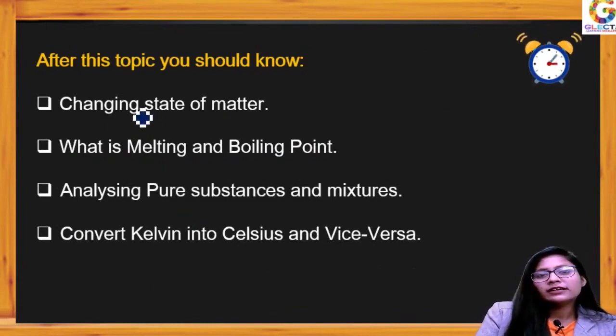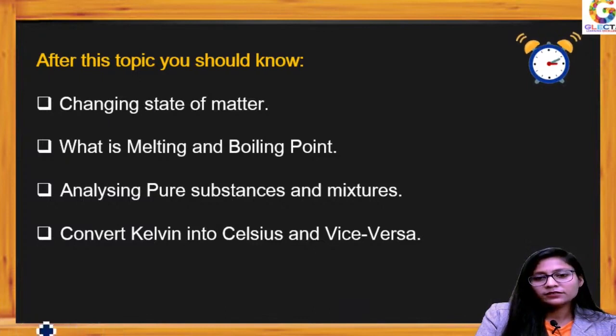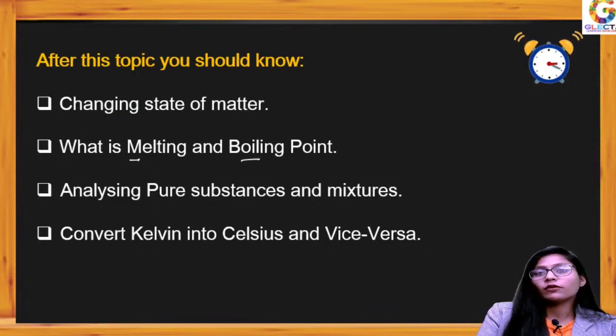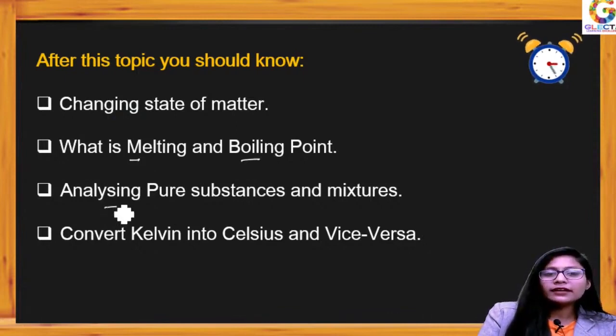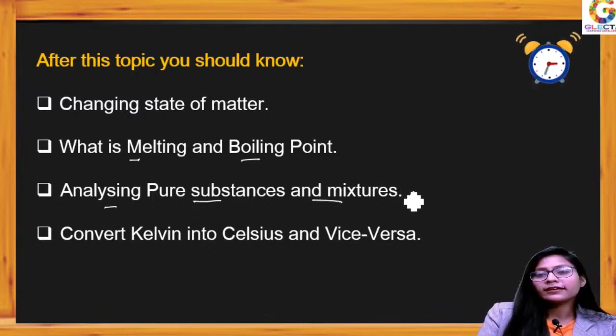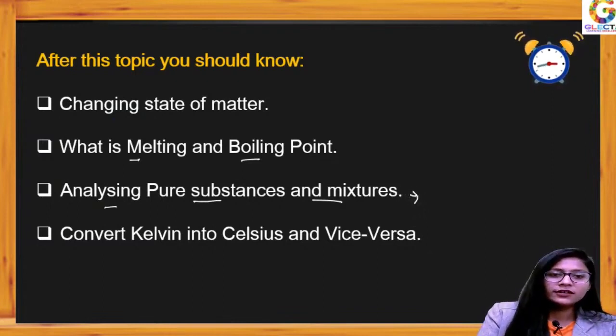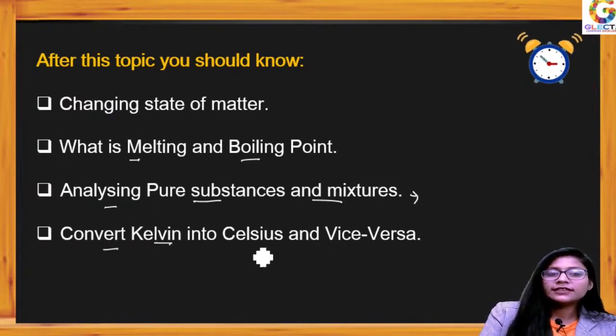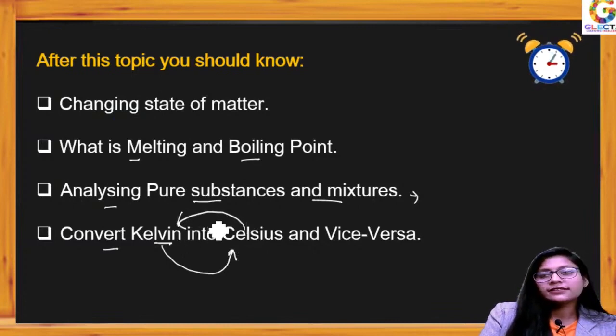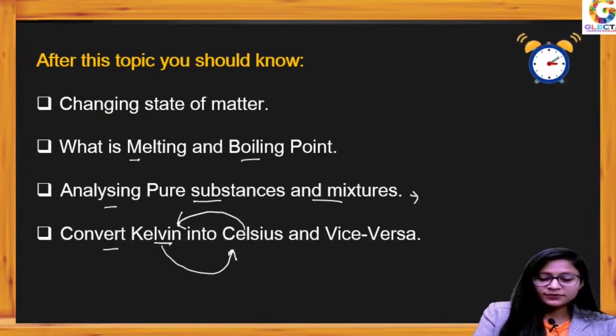In this topic, we'll cover the changing state of matter. Also, we'll talk about what the melting point and boiling point of a substance are. Then we will talk about analyzing pure substances and mixtures, in which we will see how we can find out whether a substance is pure in nature or a mixture. And then we will discuss Kelvin and Celsius. We'll convert Kelvin temperature into Celsius, and then Celsius into Kelvin. So let's start.